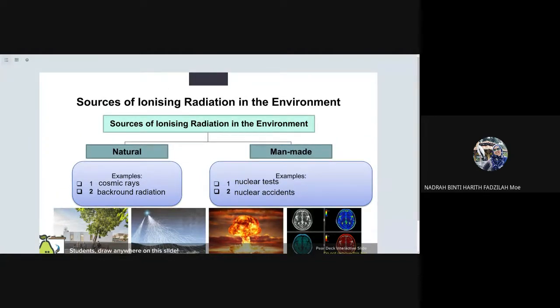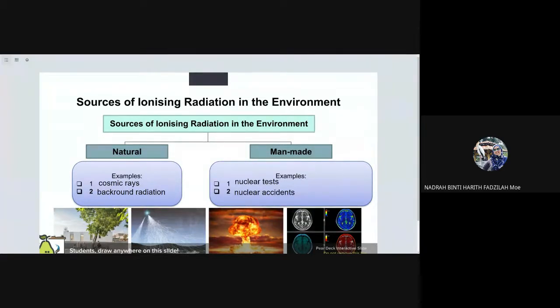And then the sources for man-made ionizing radiation can be from nuclear accidents atau nuclear tests. Misalnya during the World War times, each countries, very developed countries at that particular time, keep testing different types of atomic bomb kan, causing the emission of ionizing radiation.